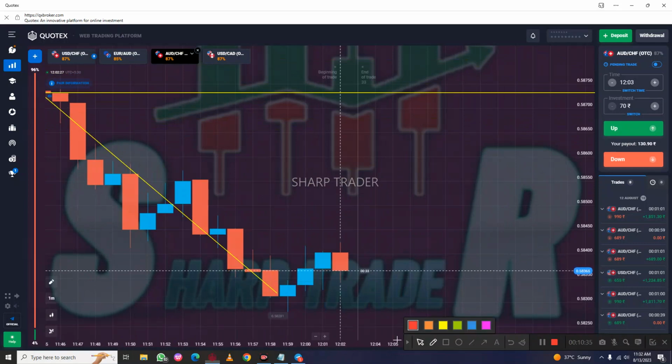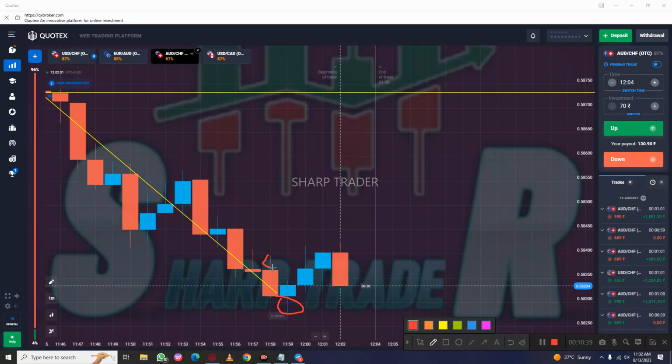Here it is a big wick, it is also a big wick, but we will also observe the body of the candle. The body of the candle is very healthy, so this is not going to count for the rule. Here there is a big wick and the body is not that big.